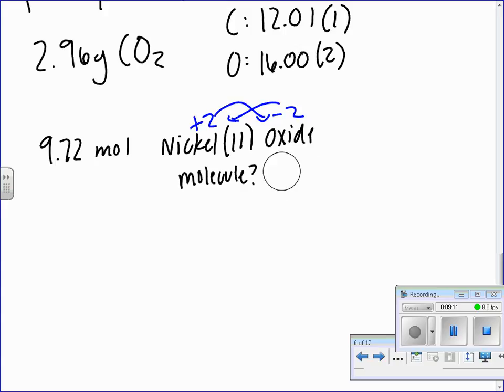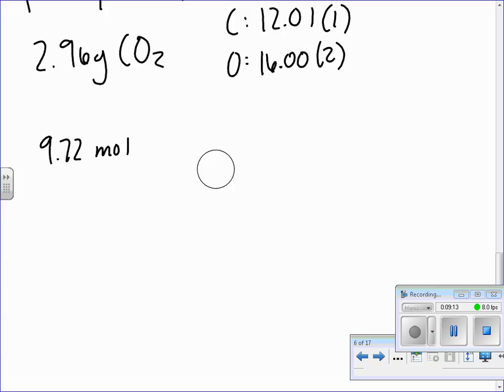You know what? Let's do a little more complicated one. Sorry. Just so you guys can see the conversion. Let's do nickel III.